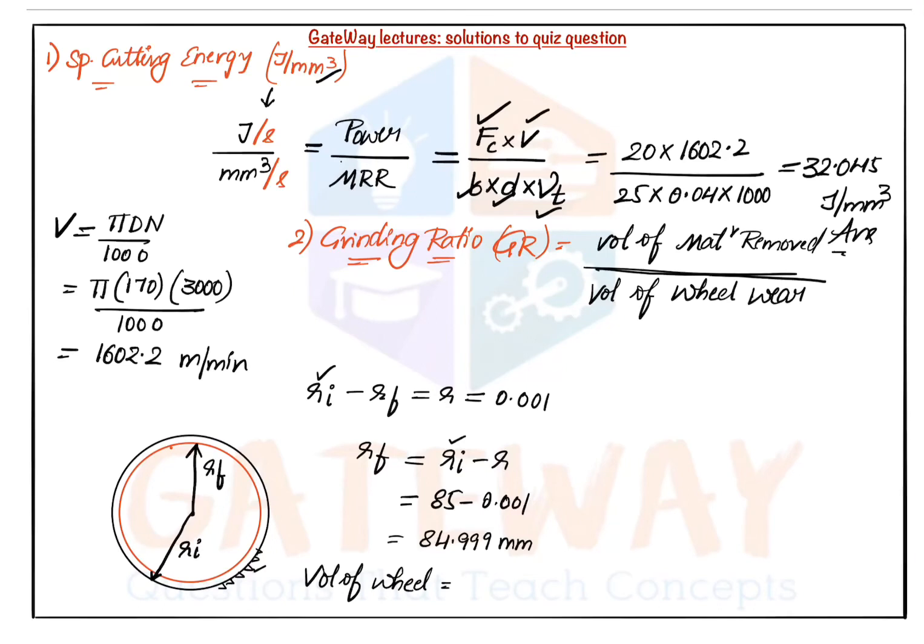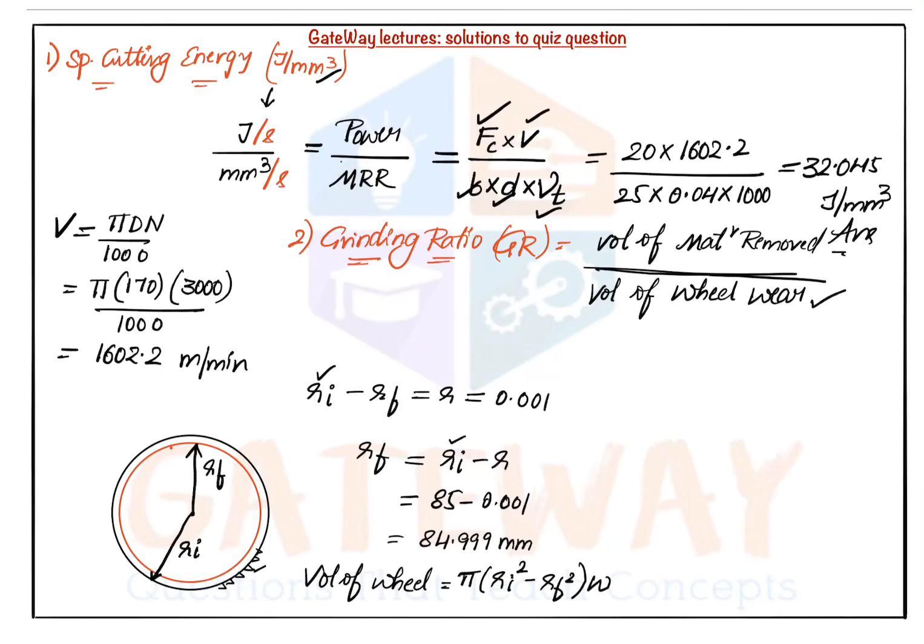We'll also calculate volume of wheel wear. Volume of wheel wear is nothing but area of the wheel cross section into the width of the wheel. Area of the wheel cross section is circular. Since the cross section is circular, we can write it as pi into r initial square minus r final square into the width of the wheel. And next we got the volume of wheel wear.